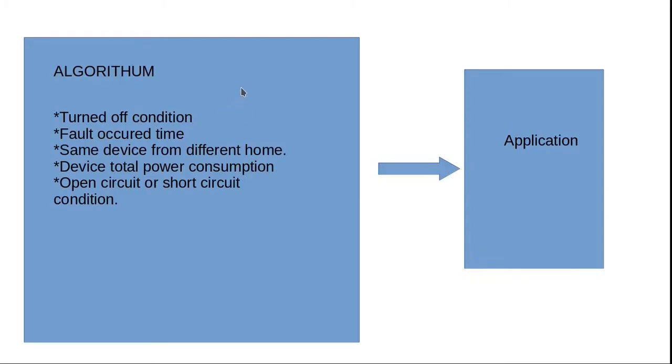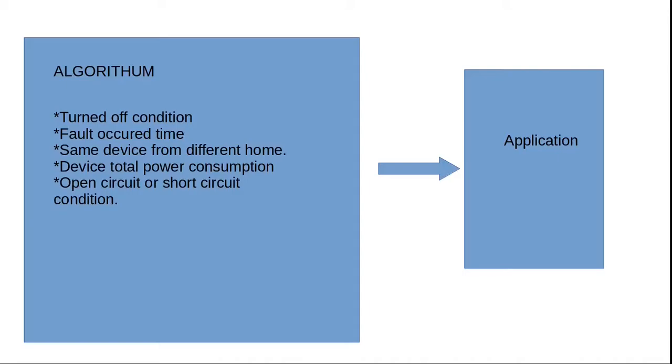This will be collected, and also the fault occurred time, which is the day of the death of the device. When the device gets spoiled, you must know when the device got damaged. At that time, what the consumption was and what the main reason was will also be evaluated. So that's why the fault occurred time data is also required.